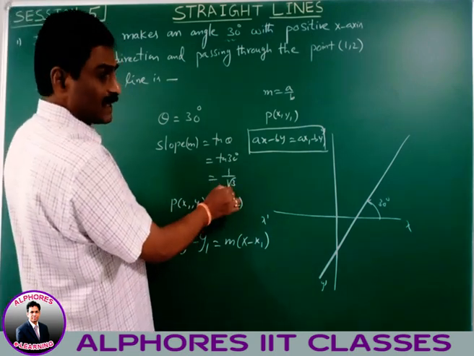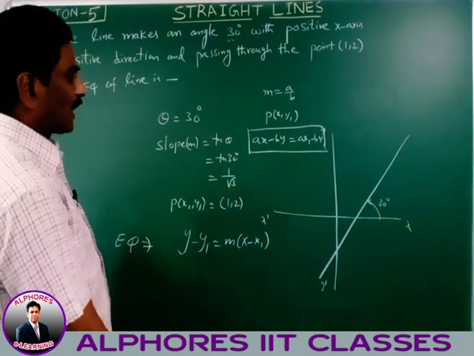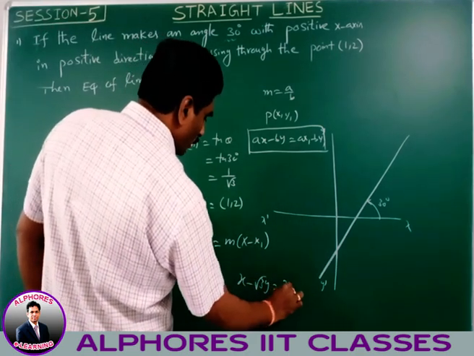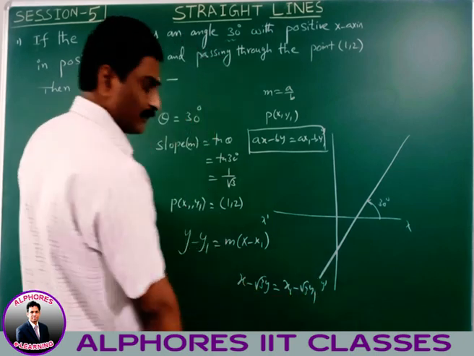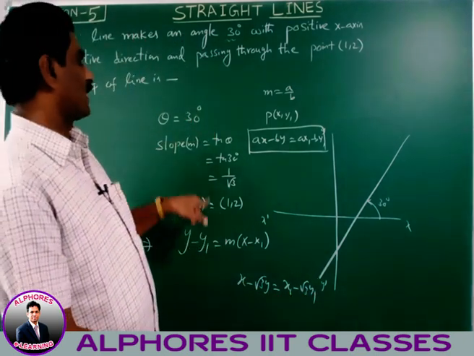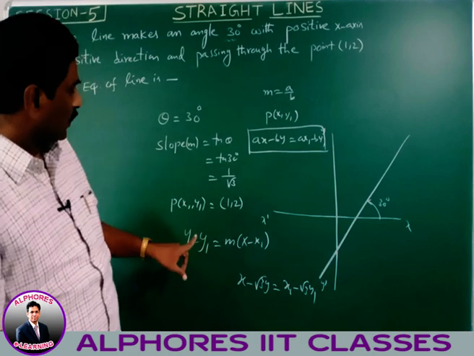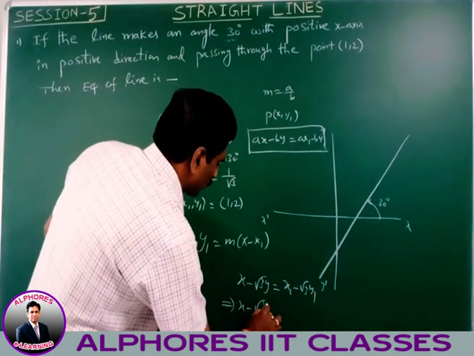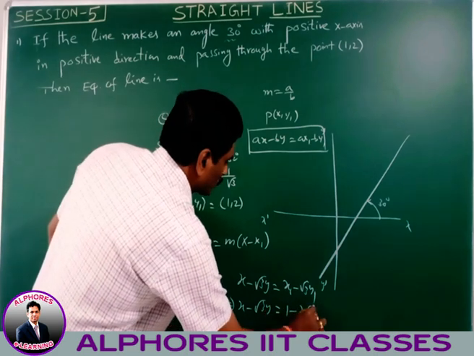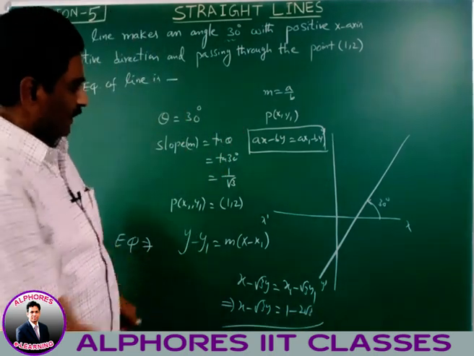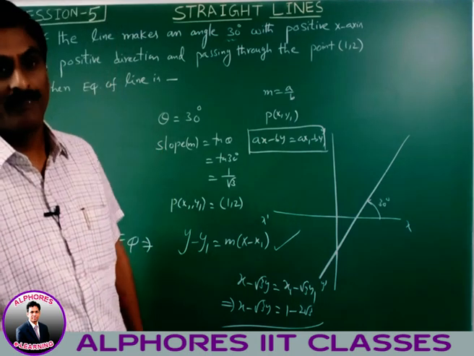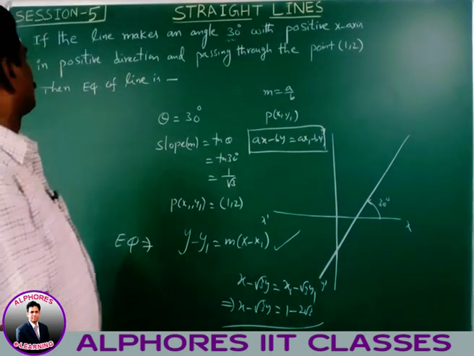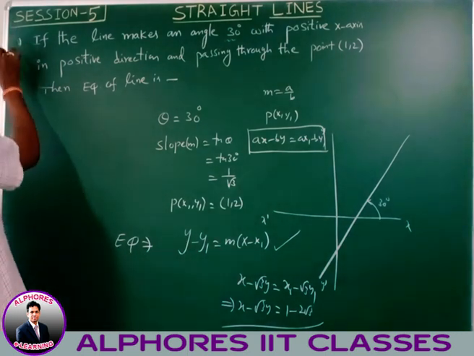Okay, here what is a by b? a means 1, b means root 3. So the equation of the line is x minus root 3 y is equal to x1 minus root 3 y1. What are the values of x1 and y1? x1 and y1 are 1, 2. Substitute this value. That means x minus root 3 y is equal to 1 minus 2 root 3. It is the equation of the line. It is also correct. It is the direct formula. Please observe this value. Okay.